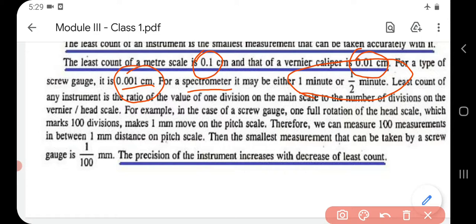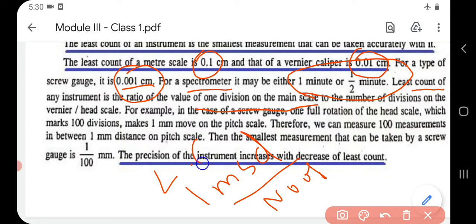Okay, so now comes the definition for least count. Least count of an instrument is the ratio of the value of one division on the main scale, that is one main scale division, to the number of divisions on the vernier or head scale. That is a ratio of one main scale division to the number of divisions on the vernier.